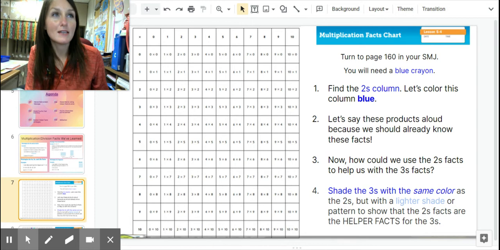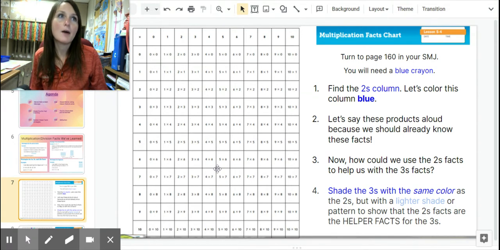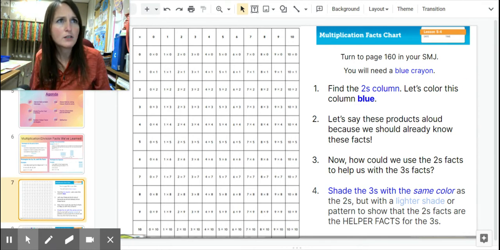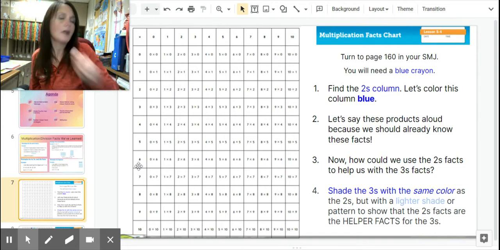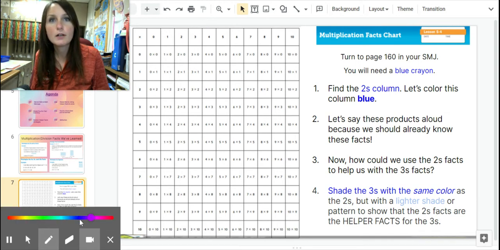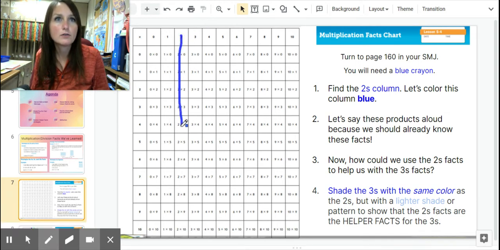So here, this is in your book as well on page 160. So I'm going to have you guys draw it out here and write on the screen on your slides. But you can also do this in your book if you want to have the paper copy as well. Okay, so first it says they need to have a blue crayon, or here your blue marker on the screen. So it says find the 2 column. Okay, where is the 2's column? Yep, right here. So this is the 2's. Then it says let's color this column blue. Okay, so I'm going to get a blue marker, and I'm going to color in the 2's.